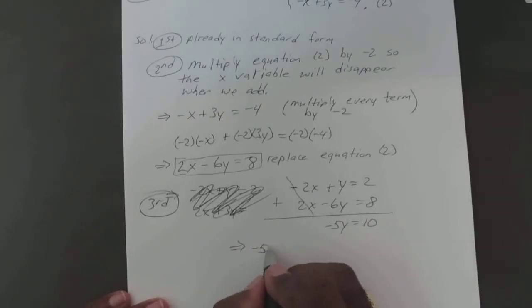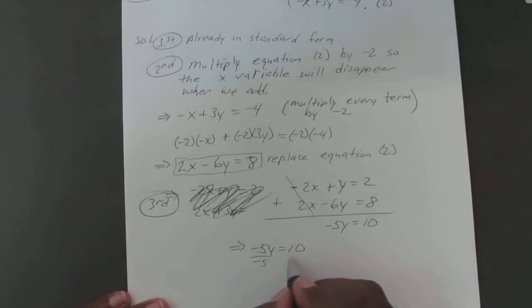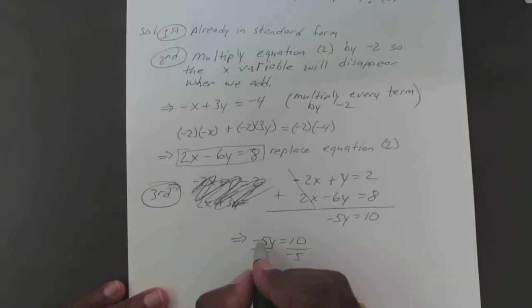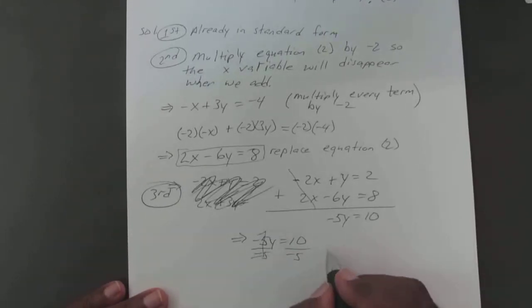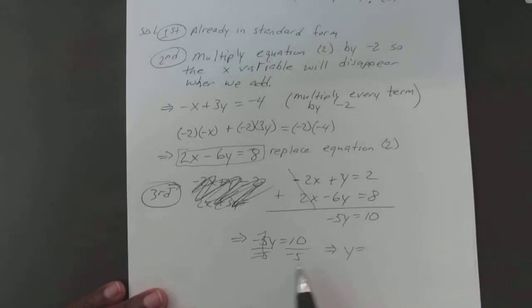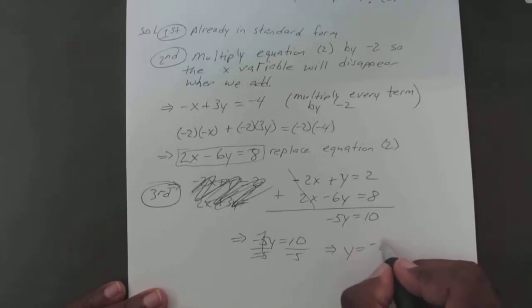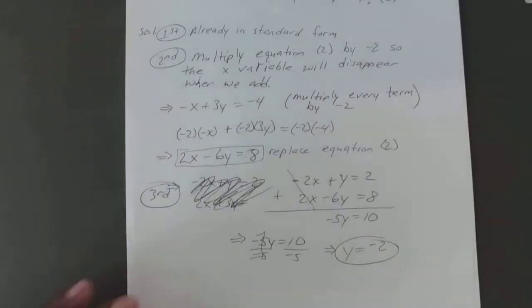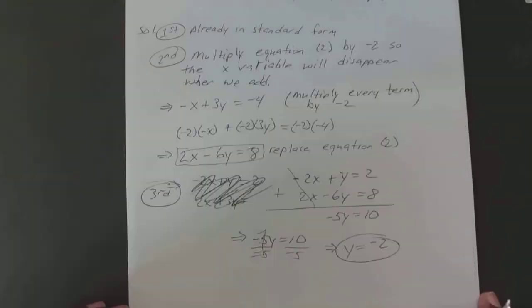So if we have negative 5y equals 10 and divide both sides by negative 5, anything divided by itself is 1. So that leaves us with y equals 10 divided by negative 5 is negative 2. Okay, so we were able to get our y by itself. So now that we have our y by itself, we just plug it into either equation and we're all set.